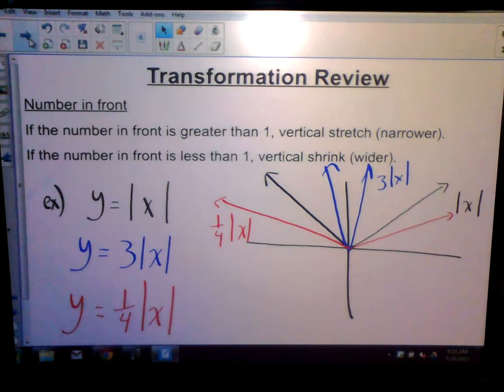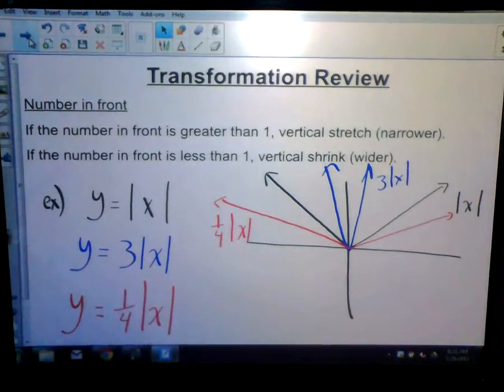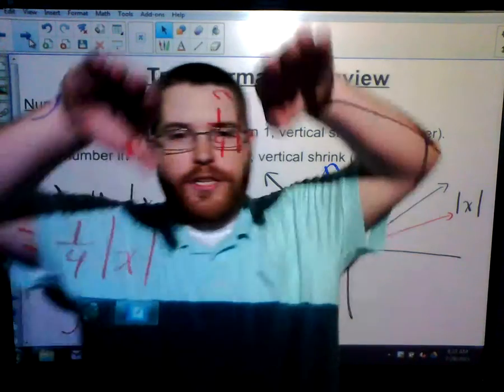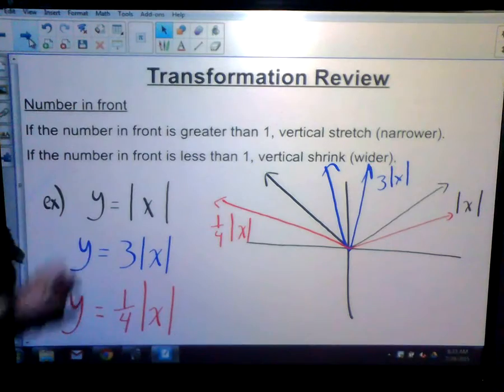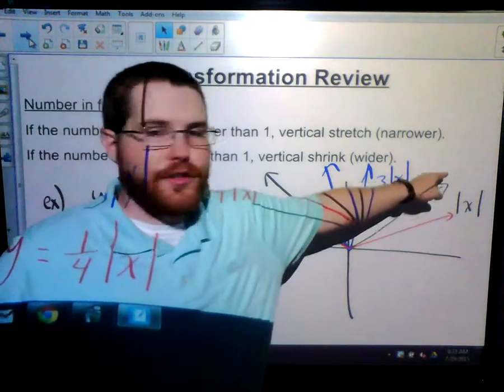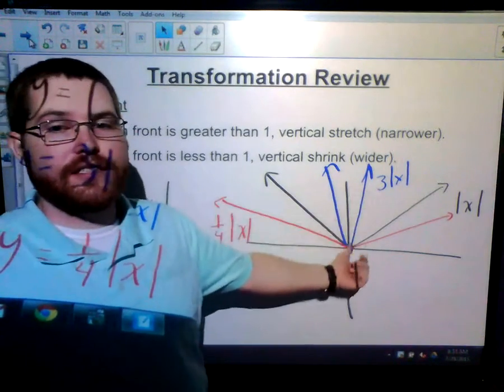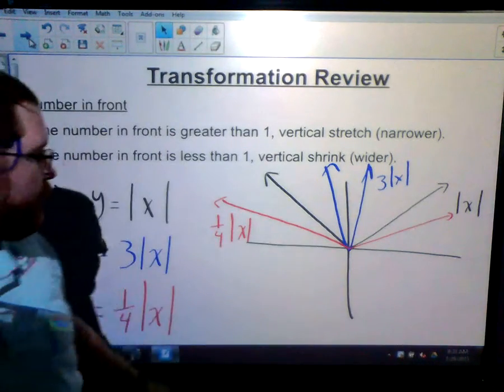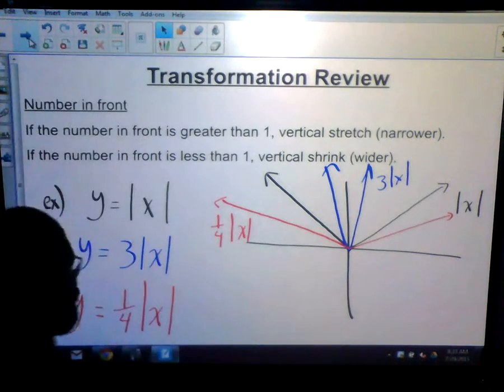What about a number in front? If the number in front is greater than 1, it's a vertical stretch. And remember, by stretching something vertically, we make it skinnier, narrower. If the number in front is less than 1, it's a vertical shrink. It makes it wider. If you take something and push it down, it widens out. So for example, I did in black just an absolute value. Its parent graph is a V. If I put a 3 in front of it, that makes it skinnier. It stretches it vertically. If I put a 1/4, that's less than 1, it widens it out. It shrinks it.